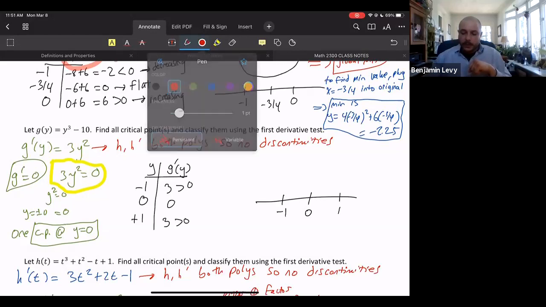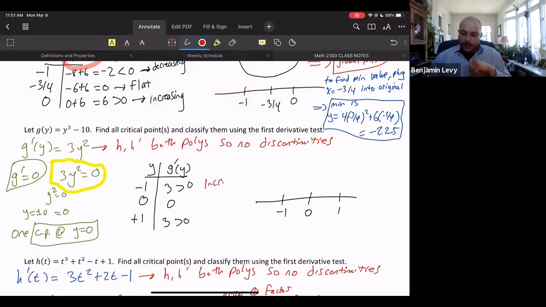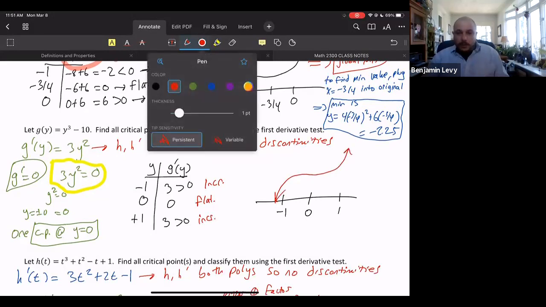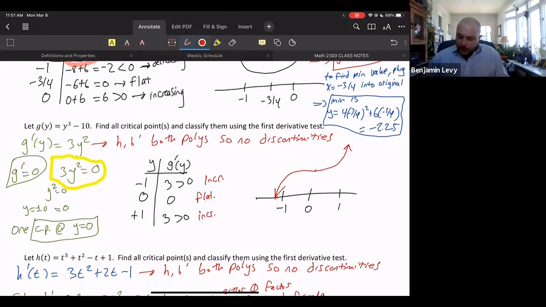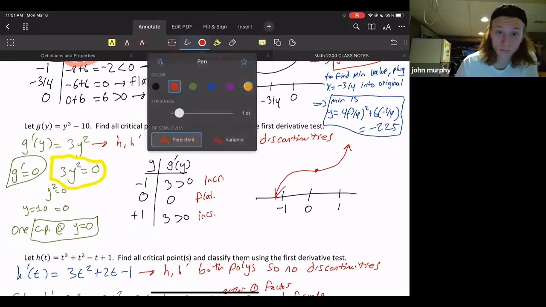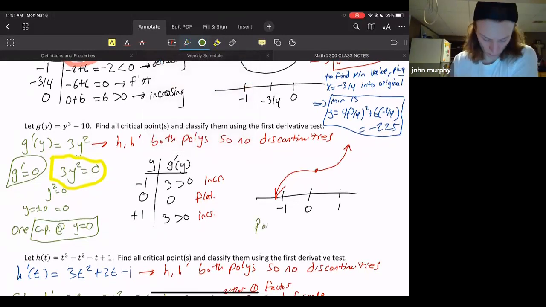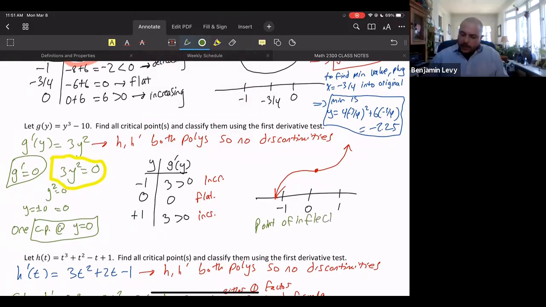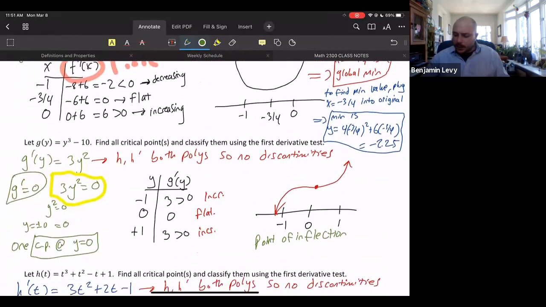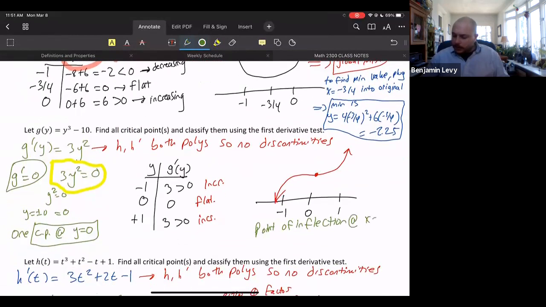So we have increasing, flattening out, and then increasing again. And so that looks like this, right? Increasing, flattening out, and then increasing. So we get that point of inflection. Very good. So this right here is a point of inflection. The reason I wanted to move on to the next thing here is because I'd like to learn about what a point of inflection is, just for continuity's sake today.